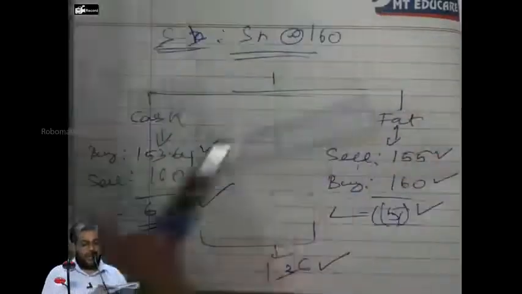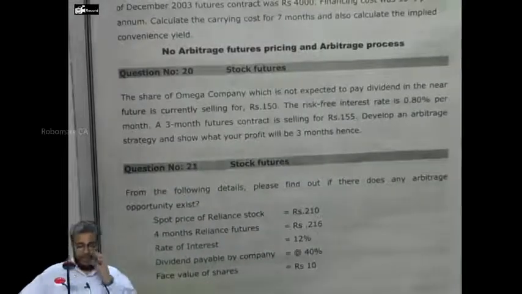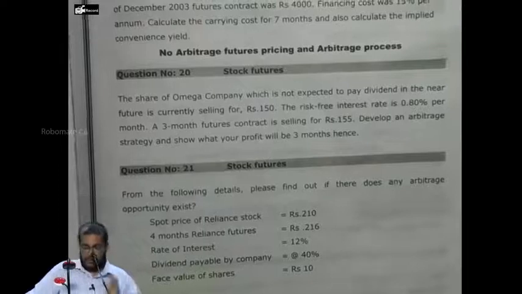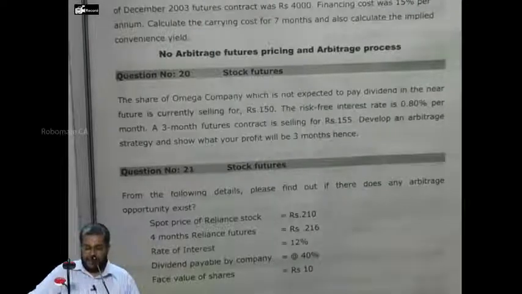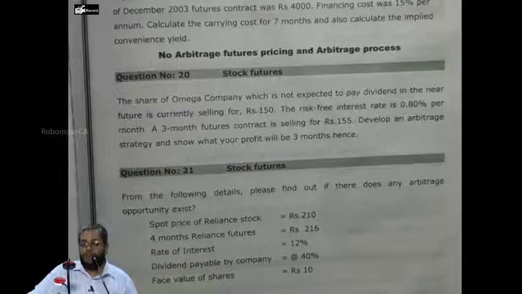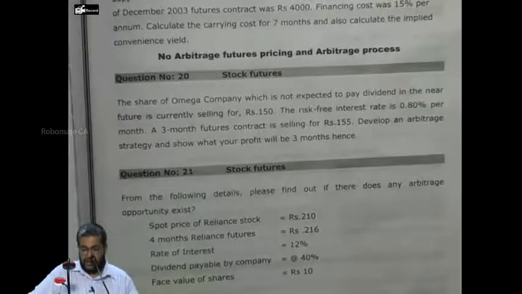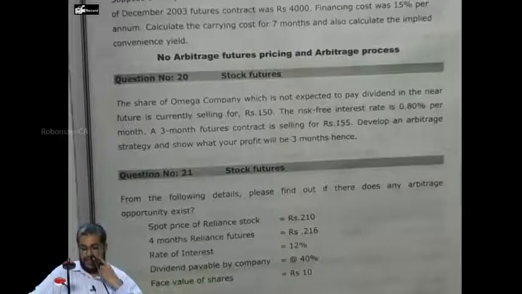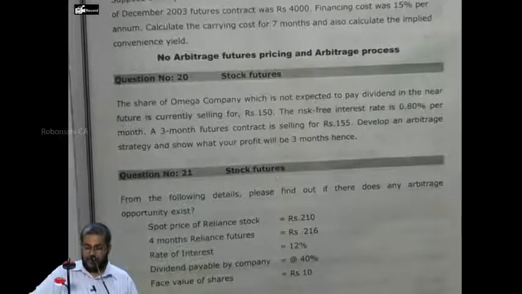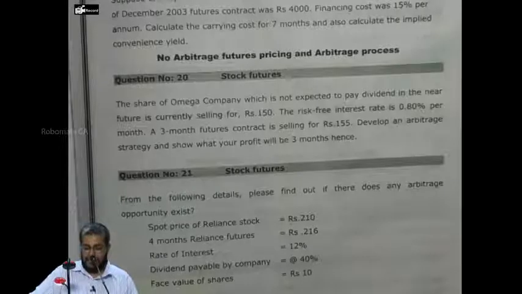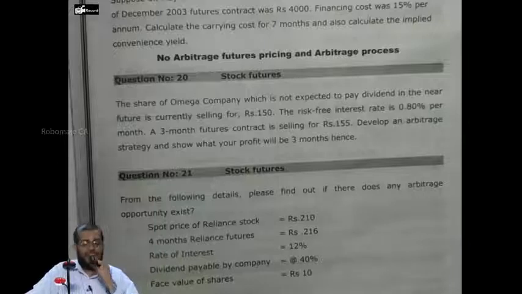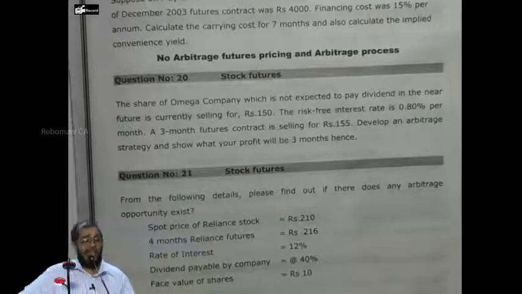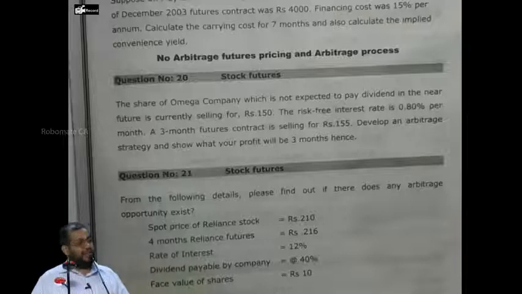Question number 21. Please start taking question number 21. From the following details, please find out if there exists any arbitrage opportunity. Spot price of Reliance 210, 4-month Reliance future 216, rate of interest 12%, dividend payable by the company at 40%, face value 10. Always, the dividend rate is given on what? Face value, not on market price. Dividend yield is on market price. Rate is on face value.